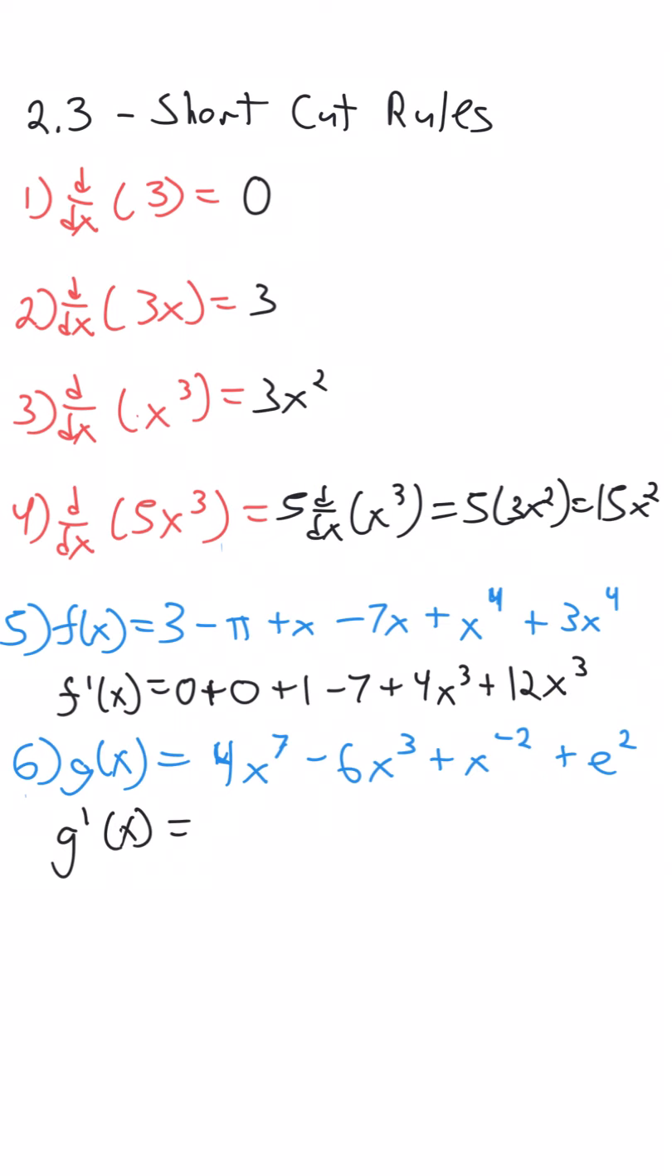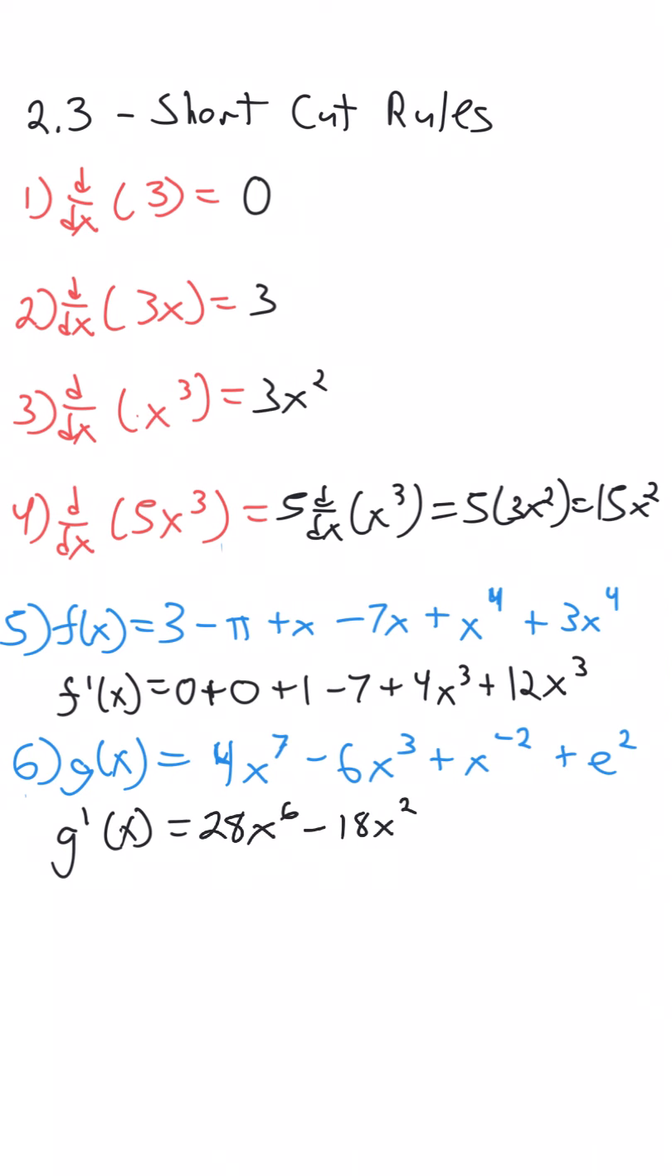Here's another long example. Given a function g of x equals 4x to the 7th minus 6x cubed plus x to the negative 2 plus e squared, what's g prime of x? All right, let's just take it one step at a time here. The derivative of 4x to the 7th. Multiply 7 times 4, what do you get? 28x, and subtract off 1 from the 7, what do you get? 6. That's the power rule. Minus, what am I going to do? 3 times 6 is 18, x to the second.